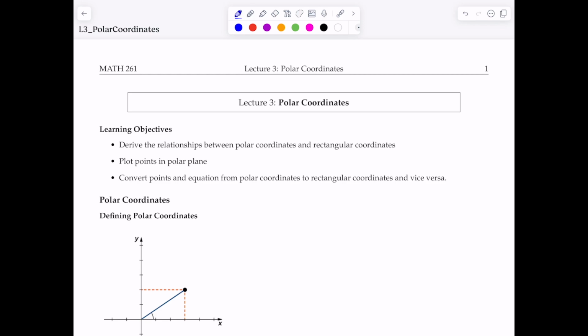Hello everyone, this is lecture 3, Polar Coordinates. In this lecture, we will learn how to derive the relationship between polar coordinates and rectangular coordinates. We're going to learn how to plot points in the polar plane, or polar coordinate system. And we will learn how to convert points and equations from the polar coordinate system to rectangular coordinates and vice versa.